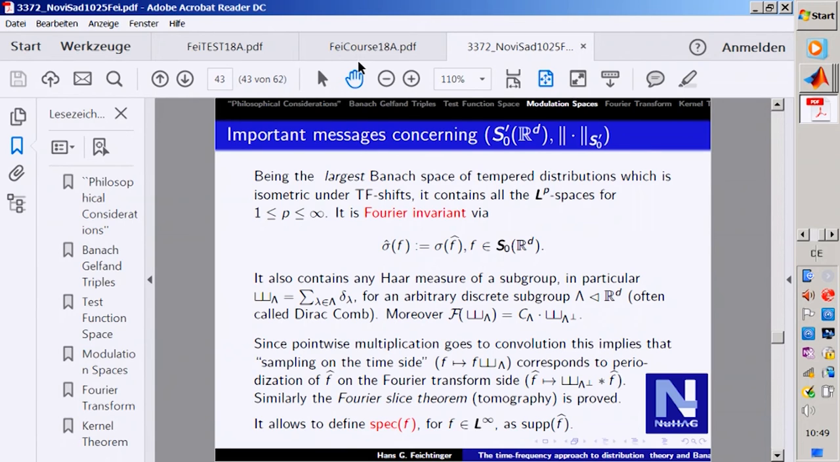Okay, so maybe already here we can say, to go into the very general terminology, one benefit is, which engineers actually do a lot, they say sampling corresponds to periodization. But I'm trying to make it a little bit more precise. I can say, if you give me a lattice, a discrete subgroup of a locally compact abelian group.